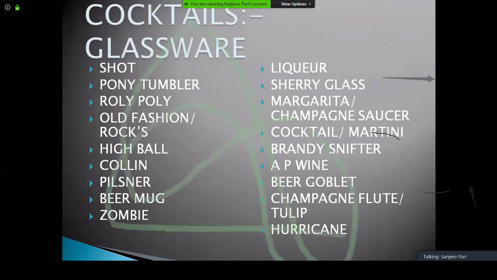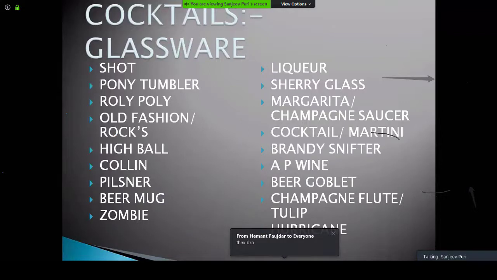Glassware. You are going to have loads and loads of cocktail glasses that are going to be used in the bar. If we talk of some of them, shot glass, I'll show you if you are able to see. It's a small glass. The measure can be 20 to 90 ml. So this is termed as a shot glass. The drink in this glass is going to be just 45 to 60 ml, and it's going to be had in one go.